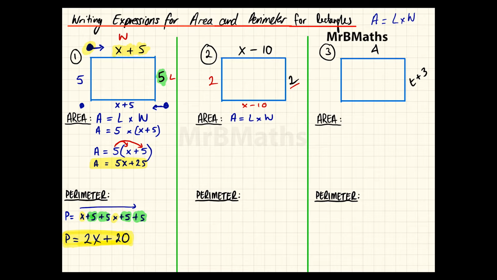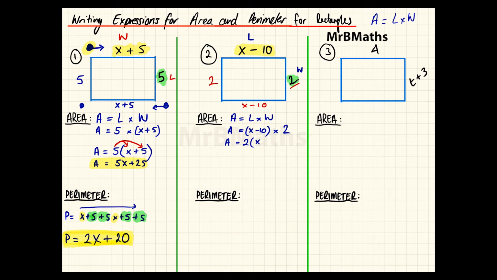So I'm going to say this time, just to make it different, this is going to be L and this is going to be W. Okay, just to show you that it actually doesn't matter. So if my formula is A equals LW, I've said that L is x minus 10 and W is 2. So in brackets x minus 10 times W, which is 2. So if I rewrite that, I'm going to have A equals 2(x minus 10).